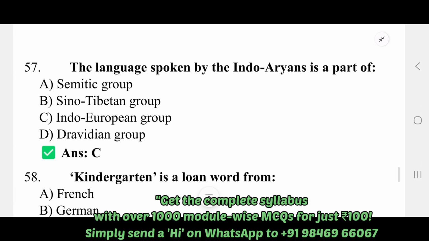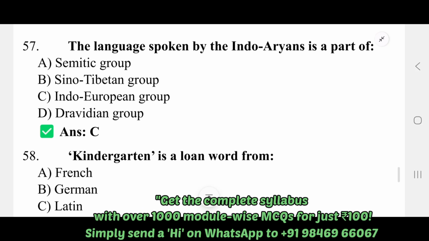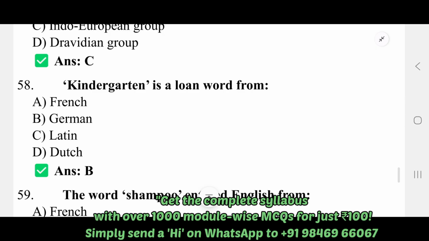The language spoken by the Indo-Aryan is a part of Semitic group, Sino-Tibetan group, Indo-European group, Dravidian group. Indo-European group. Kindergarten is a loan word from French, German, Latin, Dutch. German. Kindergarten is a borrowed word from German.